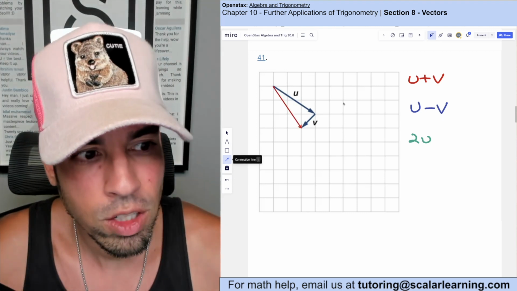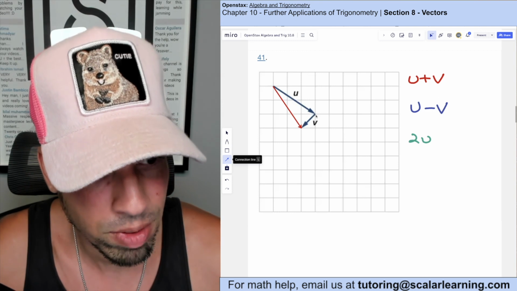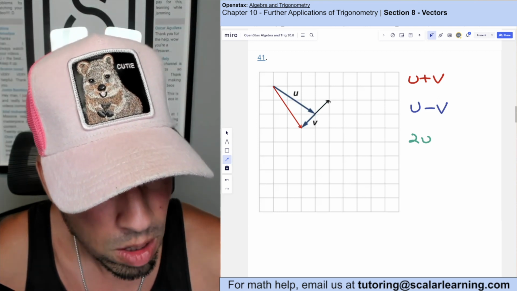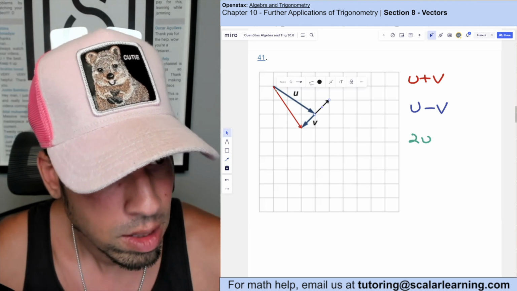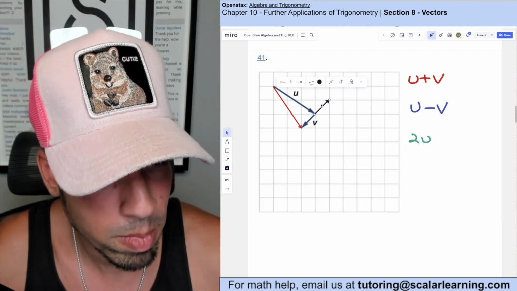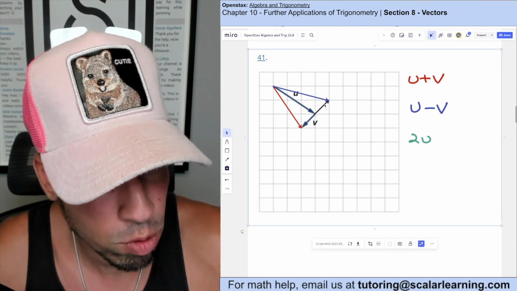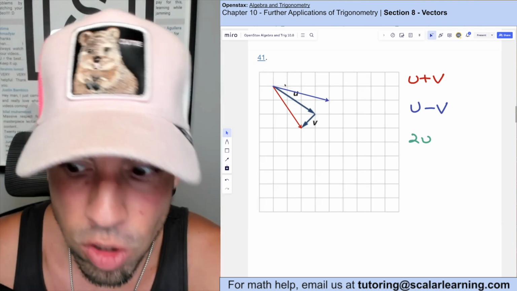Now for u minus v, again, it's u plus negative v. Well, since v is going in that direction right now, negative v would be going up here. So now we have the starting and ending point for u minus v, which means we can just connect those across right there. And you can see in purple, and I'll remove this, there is u minus v.